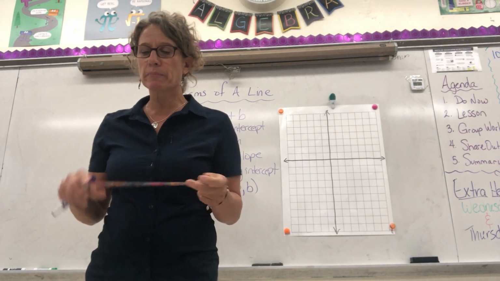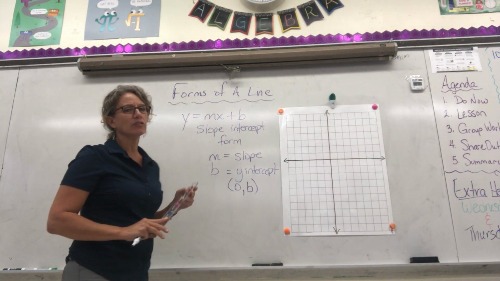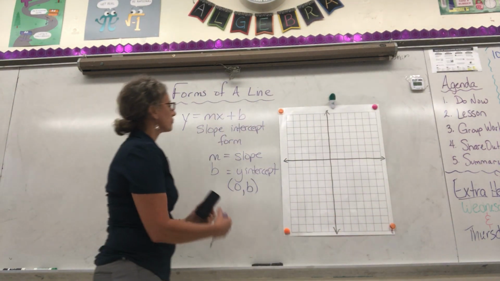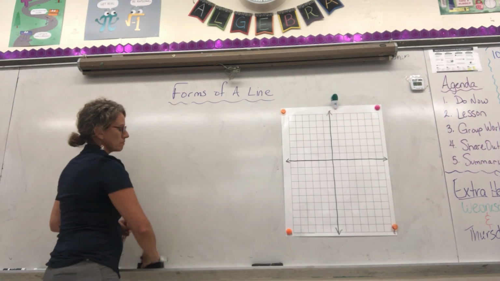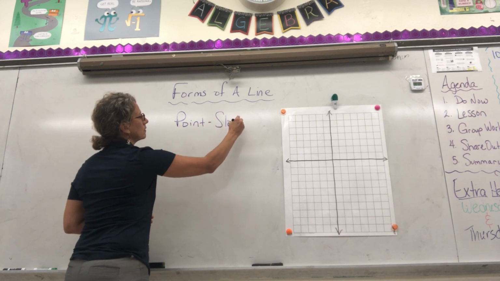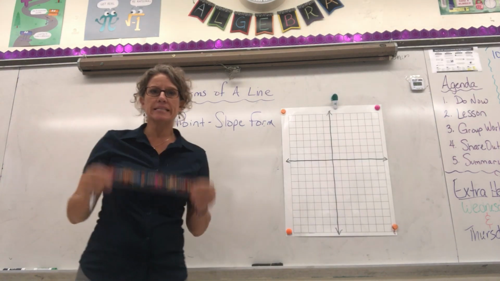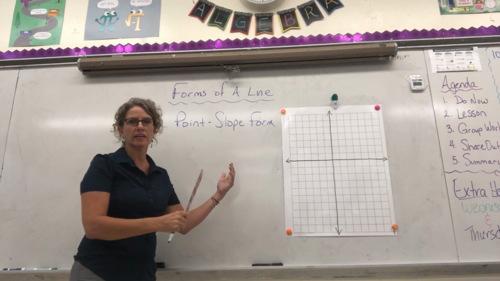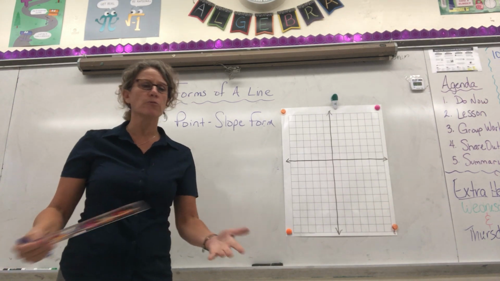Now, the y equals mx plus b form is useful for an Algebra 1 student, but in Algebra 2, we have a more preferred version of a line. The preferred version of a line is what's known as the point-slope form. As the name indicates, the point and the slope are clearly indicated in the form of this line. And it's derived from basically the slope formula.